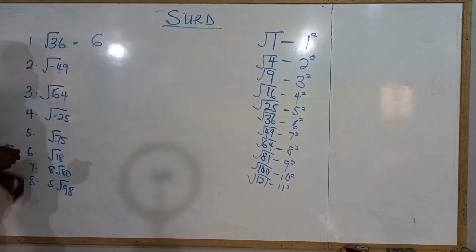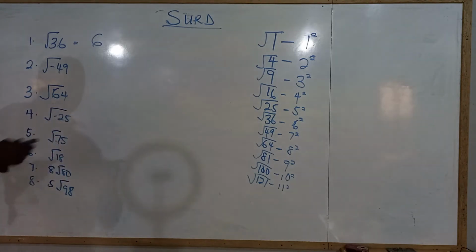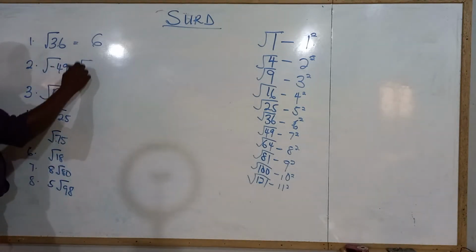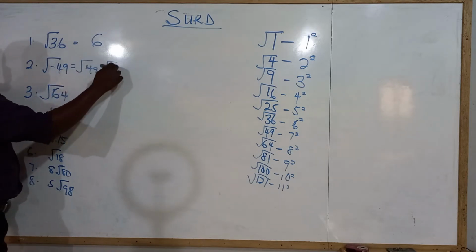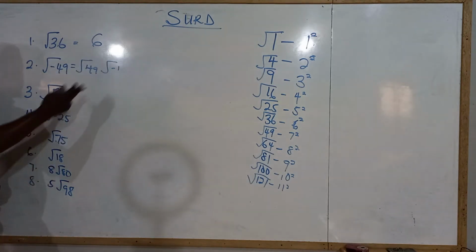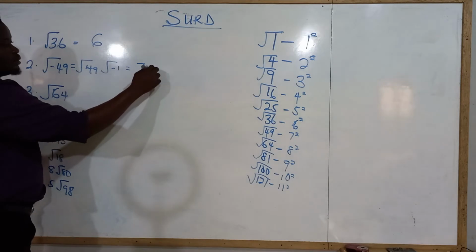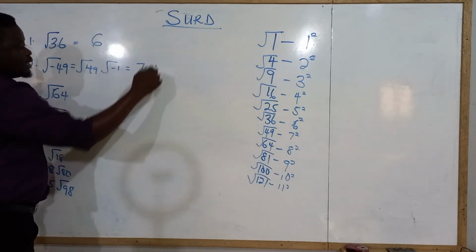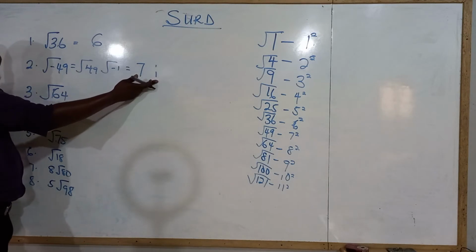The square root of any negative number is an imaginary number. So this one will give us something like square root of 49 times the square root of negative 1. And the square root of negative 1 is an imaginary number. The square root of 49 is 7, so this is the imaginary number.